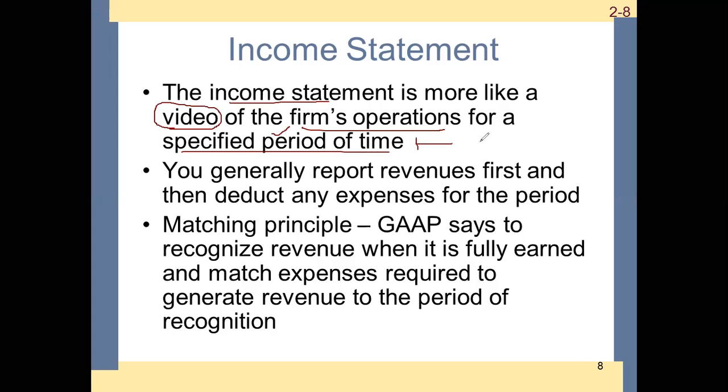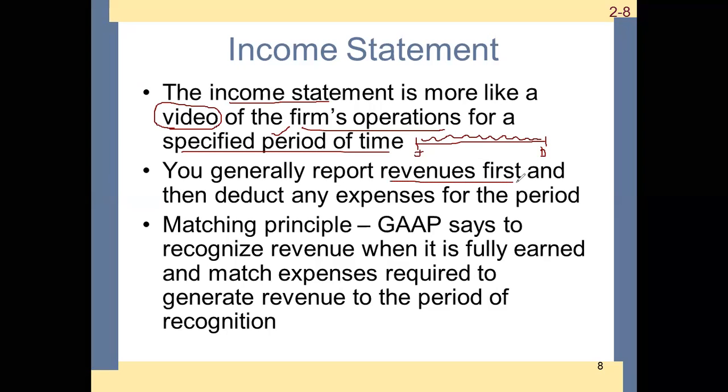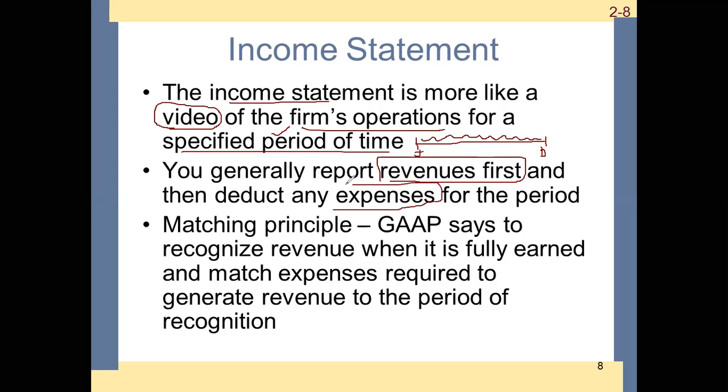So a period of time starts and then ends somewhere. It starts from January and, for example, ends in December. So the video of all these 12 months of the firm's operations is described in the income statement. Second, you generally report revenues first. In the income statement, we first write revenues and then subtract expenses. We deduct expenses from the revenues to get profit or loss.